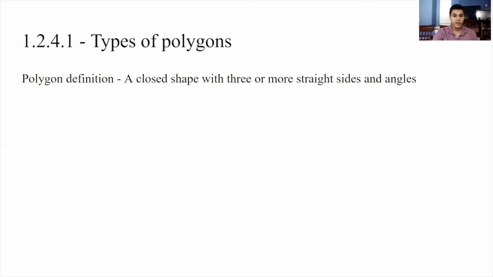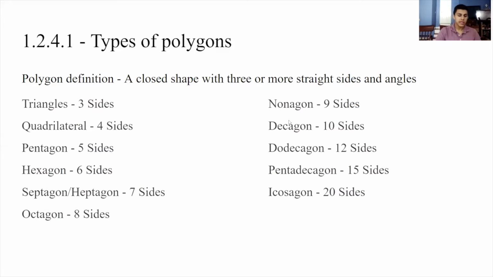So there are a few types of specific polygons that you will need to know by name that might show up in IMLEM questions. And those are listed below. So triangles have 3 sides, quadrilaterals have 4 sides, pentagons have 5, hexagons have 6. For 7 sides, we can call it either a septagon or a heptagon. It really doesn't matter. An octagon is 8, and so on.